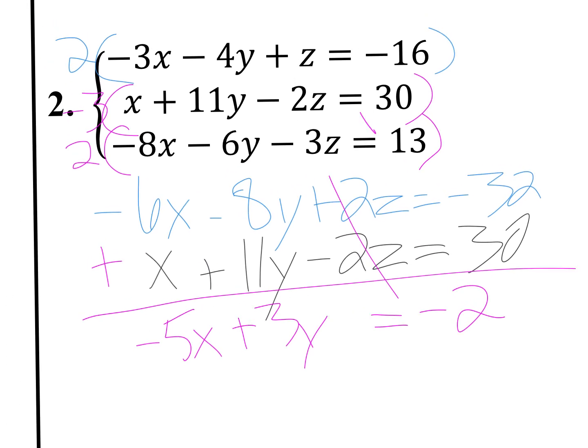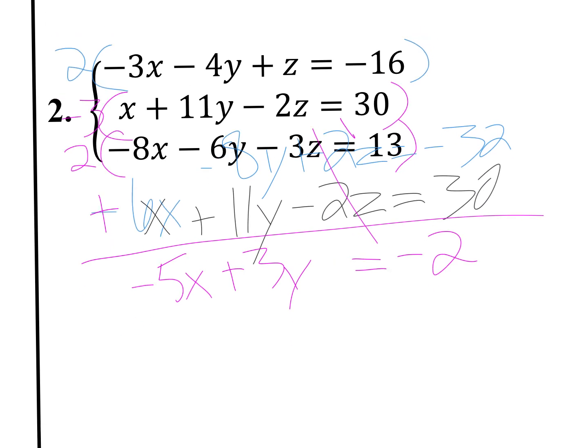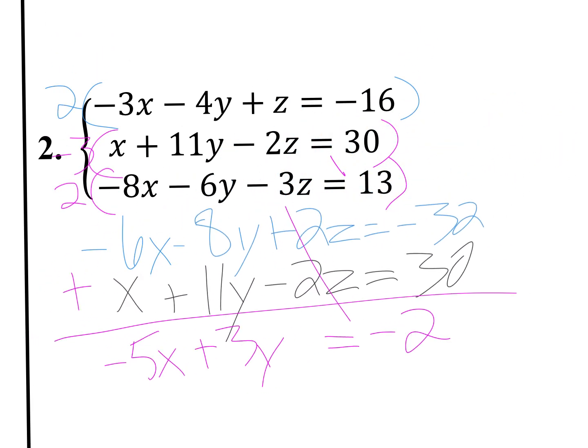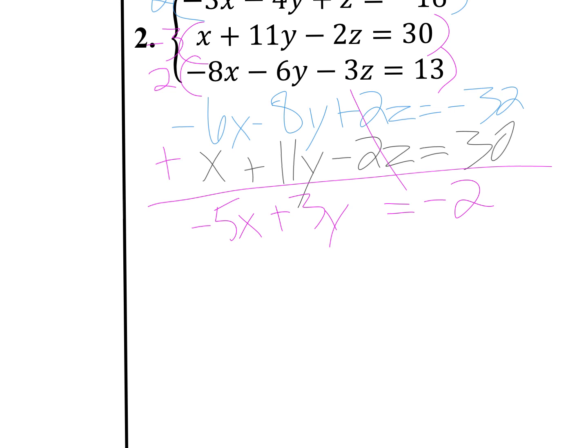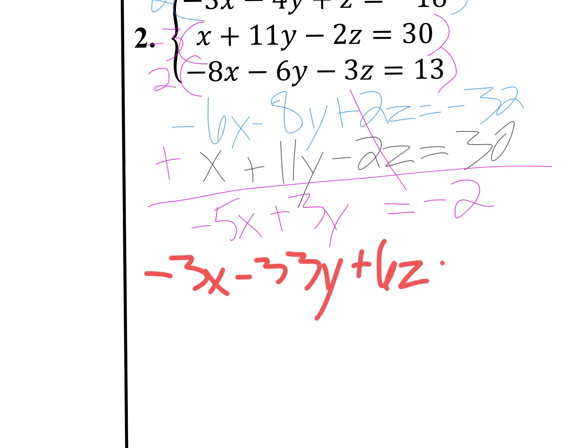So let's see, I'll just zoom out a little bit. And, whoa, this got all messed up. So I'm going to do negative 3 times x, negative 3x, negative 3 times 11y is negative 33y. Negative 3 times negative 2z is going to be positive 6z, and negative 3 times 30 is negative 90.